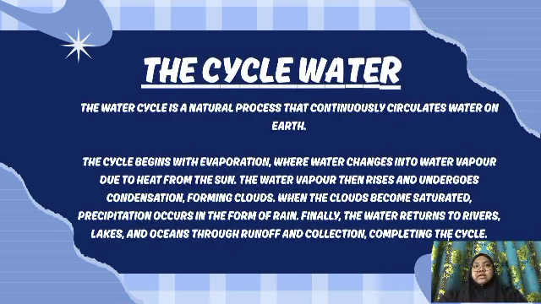The water cycle is a natural process that continuously circulates water on Earth. The cycle begins with evaporation, where water changes into water vapor due to heat from the sun. The water vapor then rises and undergoes condensation, forming clouds. When the clouds become saturated, precipitation occurs in the form of rain. Finally, the water returns to rivers, lakes, and oceans through runoff and collection, completing the cycle.